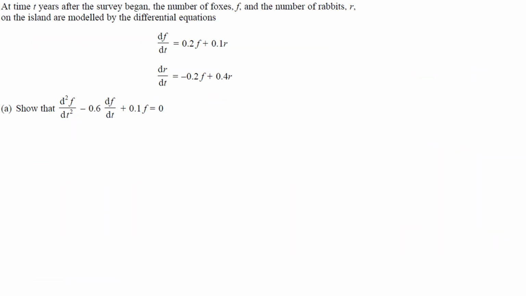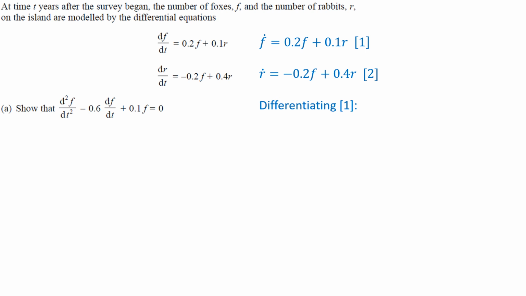The first few marks are going to be for combining these two first-order differential equations into one single second-order differential equation, with the crucial trade-off being we're okay with second order, but we must have just a single dependent variable. So it looks like they've gone with f, which means we're going to begin with the first of these two equations. We'll look at equation 1, df by dt equals 0.2f plus 0.1r, and we're going to differentiate it.